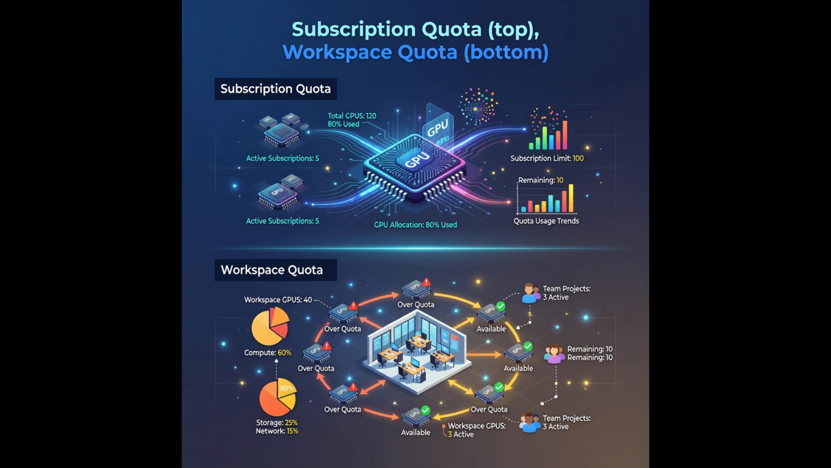The exam may give you a scenario where a job fails with a quota error and ask you to identify whether it's a subscription quota or workspace quota problem. For multi-region deployments, the recommended pattern is one workspace per region. Don't try to have a single workspace span multiple Azure regions. Create a workspace in East US for your East US workloads and a workspace in West Europe for European workloads.